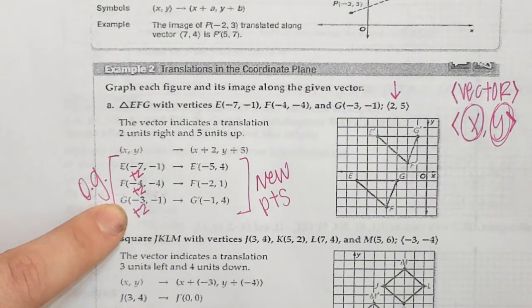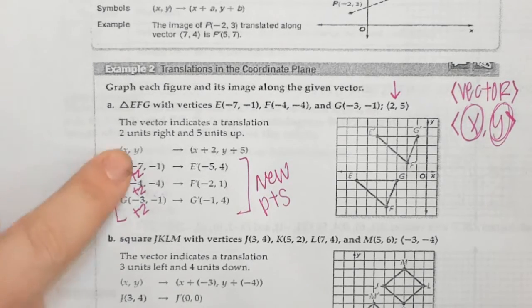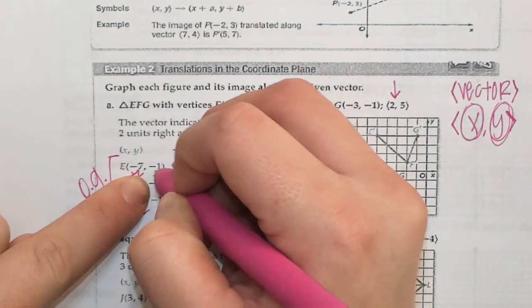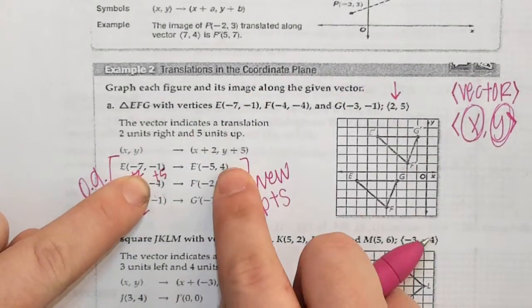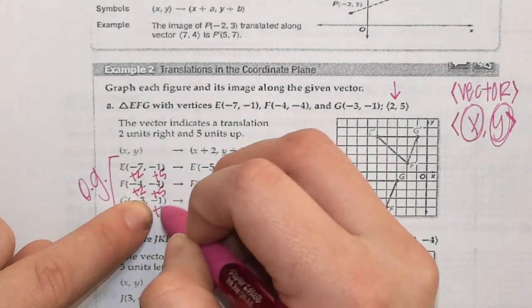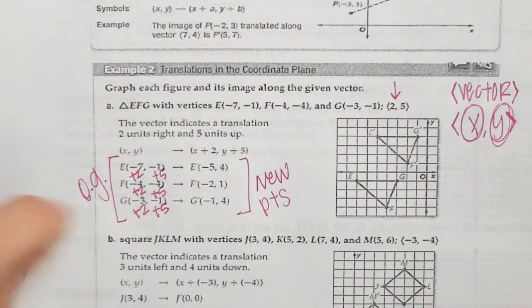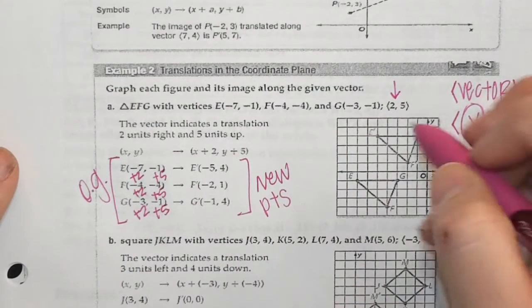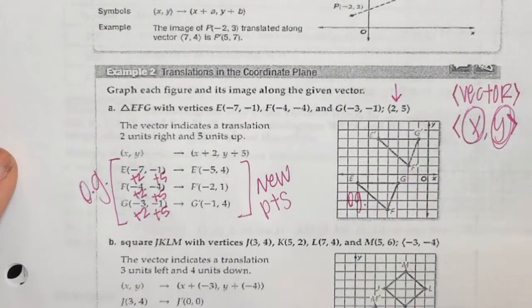Do you see what I'm saying? Then for your Y's, we're moving them up 5. So add 5 to all of your Y's. Negative 1 plus 5, 4. Negative 4 plus 5, 1. Negative 1 plus 5, 4. So this was your original.